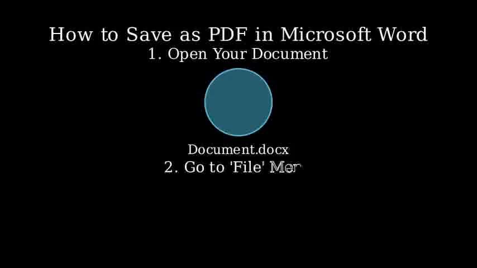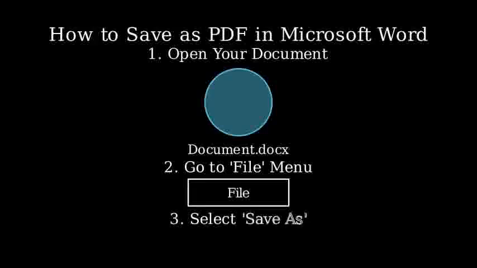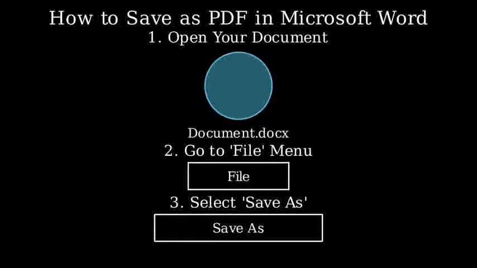Step 2 is to go to the File menu. Click on the File tab located at the top left corner of the Word window. In Step 3, you'll select Save As. This option is in the File menu.